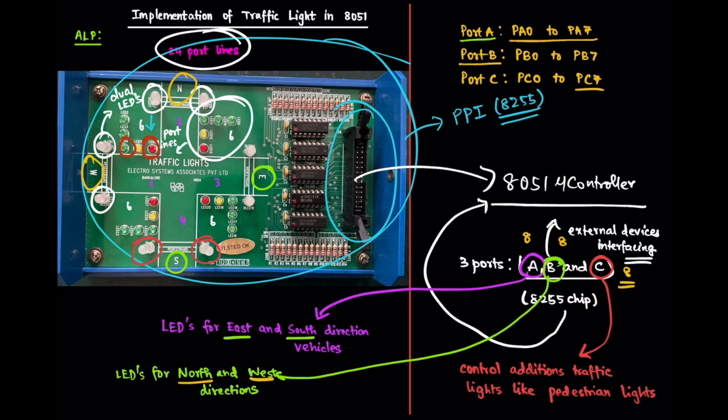So what we want to do in this 8051 microcontroller is that we want to write a program which is going to control the turning on and the off of the given LEDs for a given amount of duration. Each LED has to glow for some duration, and this has to go in a loop. So now let's go into programming of the traffic light module.